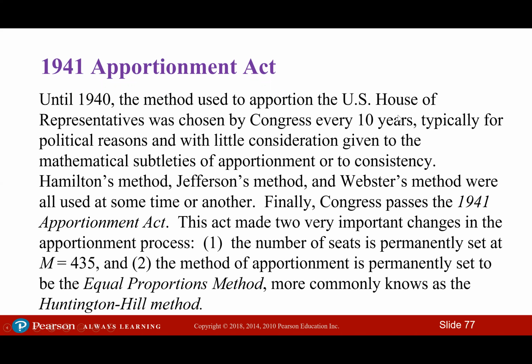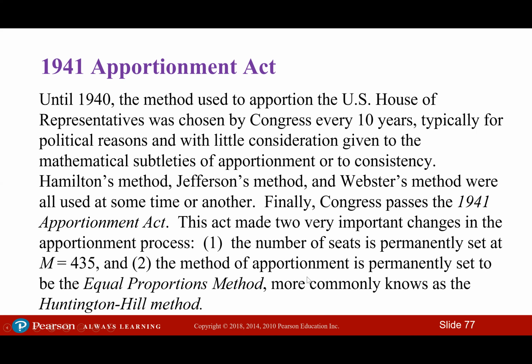Because what happened was every 10 years, typically for political reasons with little consideration of the mathematical subtleties, at one time or another, the Hamilton method, Jefferson method, and the Webster method were used sometime in our history for Congress. So after the census data is passed, they look at all the populations of all the states, and then they decide accordingly. But in 1941, the Apportionment Act was passed, and it gave two main provisions here, that the seats in the House of Representatives will always be 435.